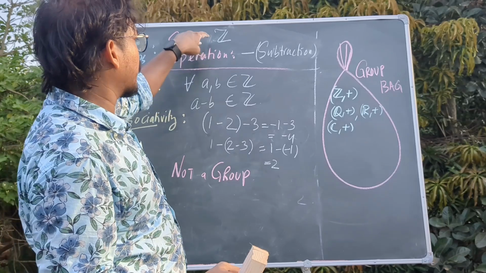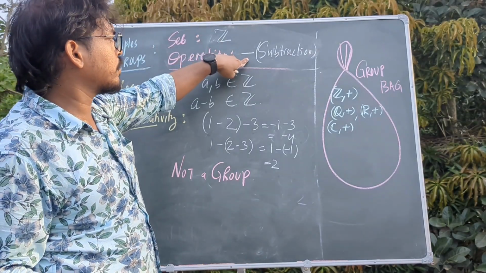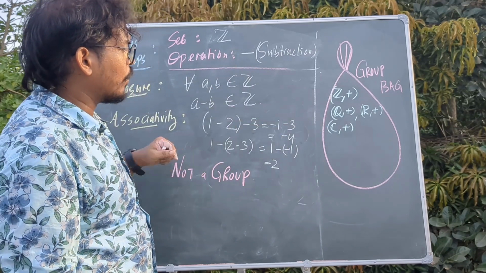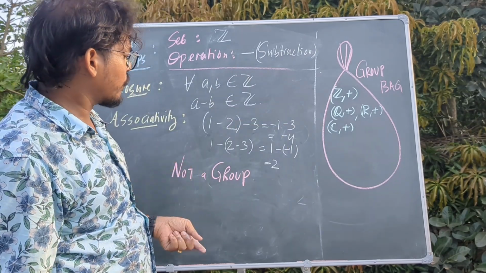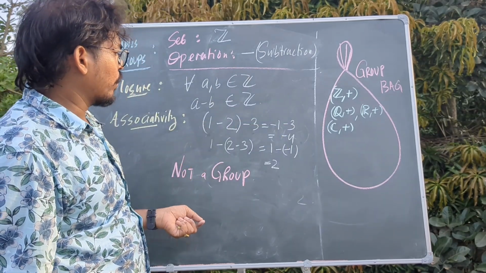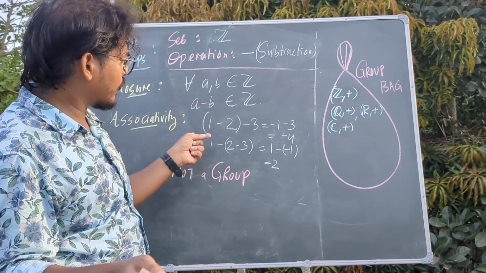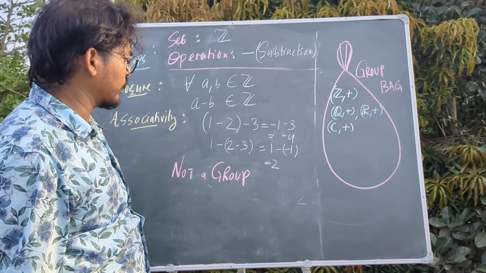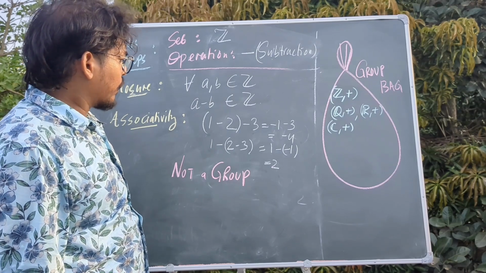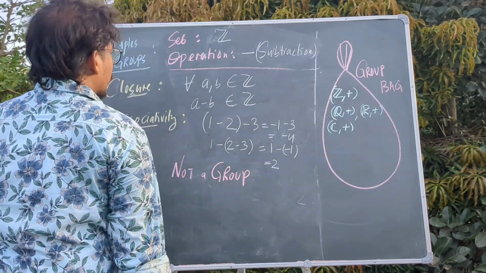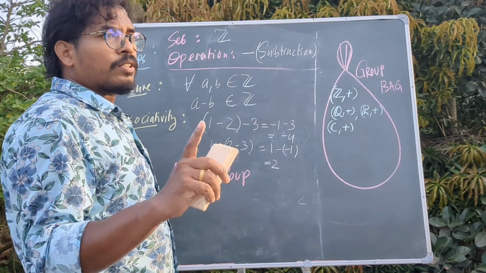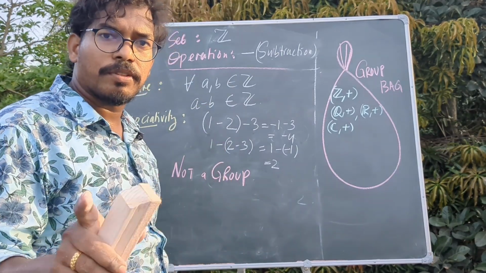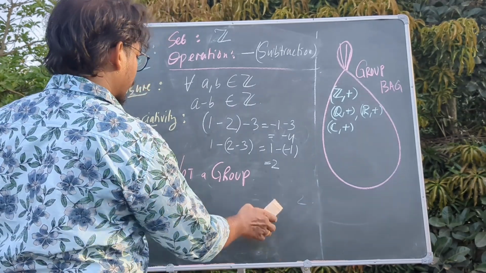The same thing holds for the set of rational numbers under subtraction, real numbers under subtraction, and the set of complex numbers under subtraction. Associativity will not work, and you will have many examples to show it is not associative. I have taken 1, 2, 3; you can take any set of numbers. So integers, rationals, reals and complex numbers under subtraction are not groups.